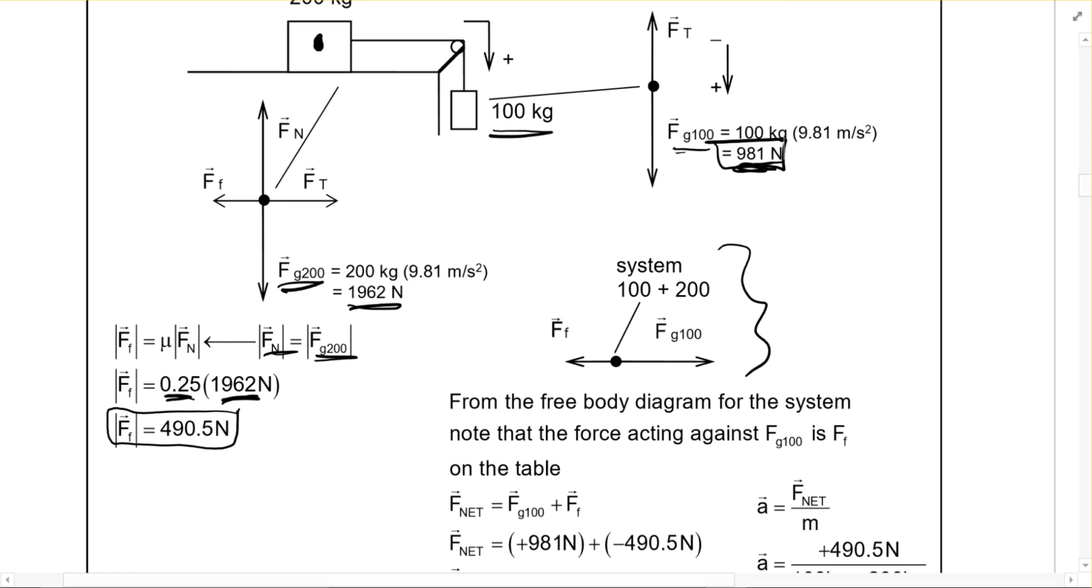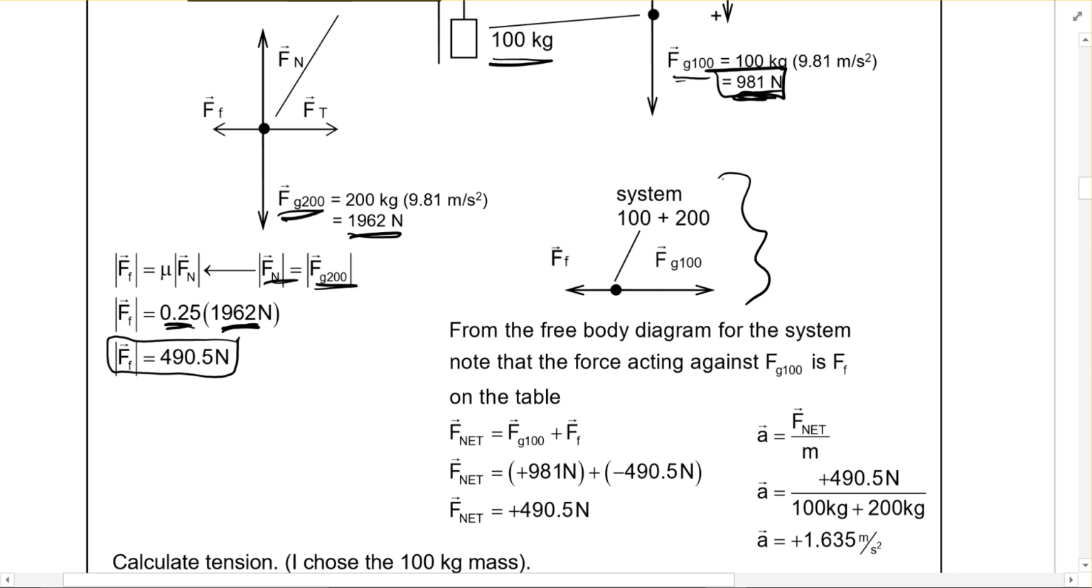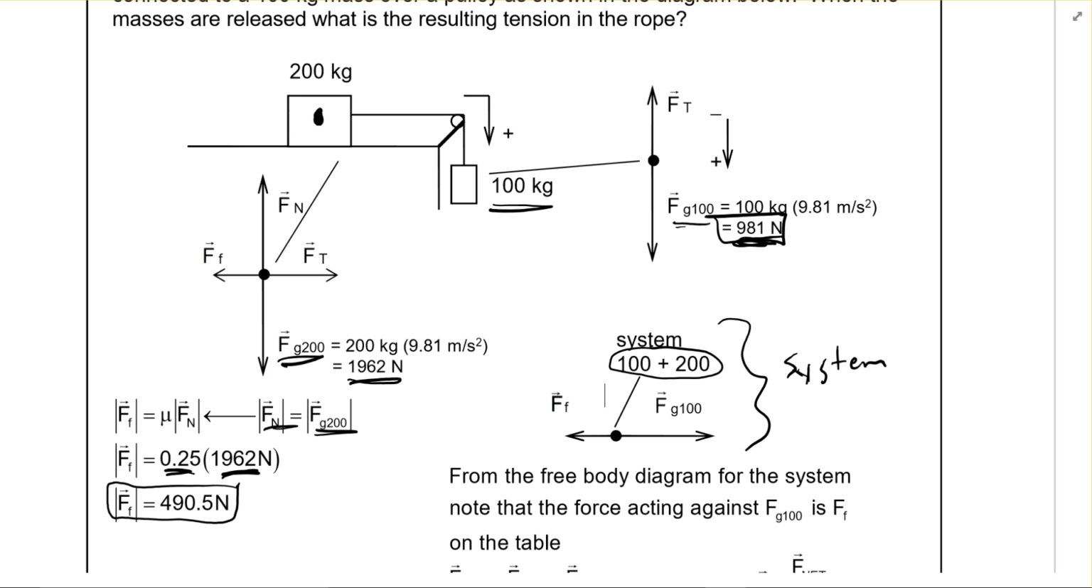So now we can make a free body diagram for the system. If we look at the system here, it was the worst spelling or way to write system ever. Anyway, if we look at the system, this is for the 100 and 200 kilogram masses. Then we can think about this thing as one thing pulling this way and pulling back with a certain force of friction. And it's going to be pulling this way with whatever the force of the 100 kilogram mass was, which was 981 newtons, right? So Fg 100.